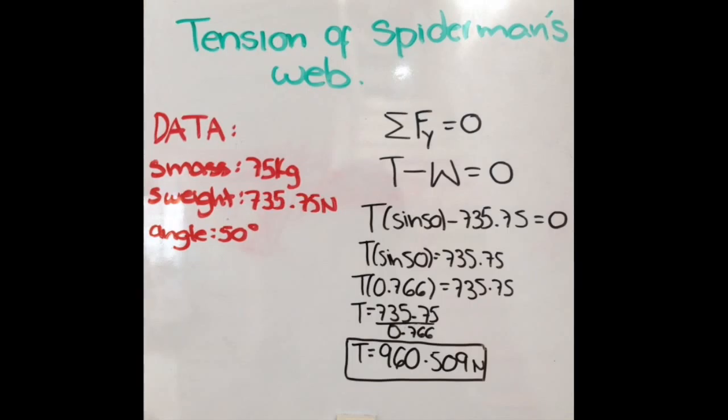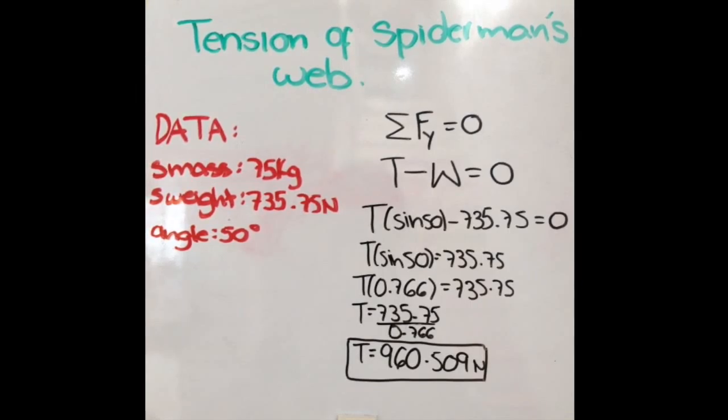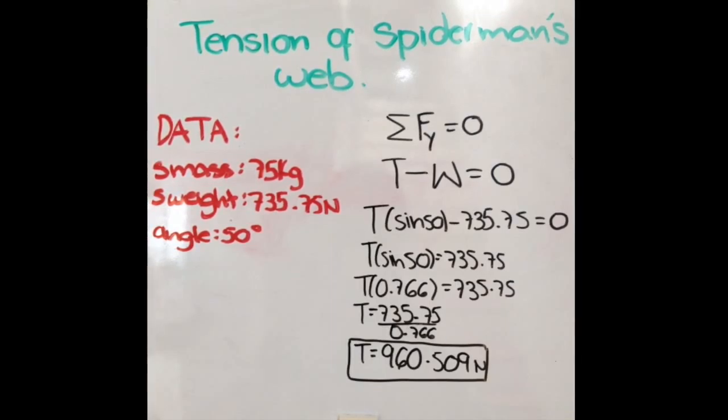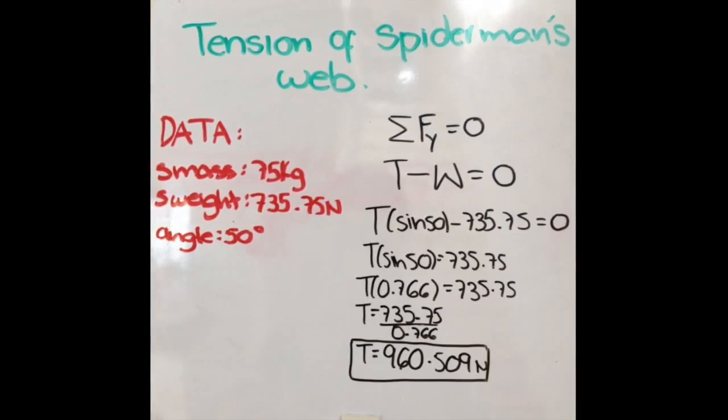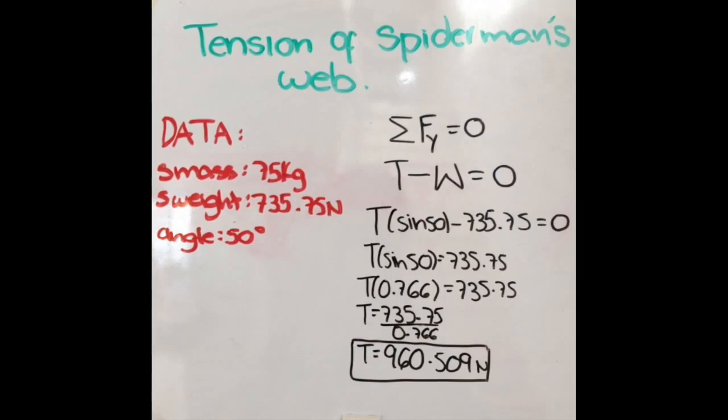To obtain the tension, we're going to subtract T times sine of 50 minus 735.75, and then we're going to solve sine of 50, and then we're going to divide 735.75 by 0.766, and that's the tension.